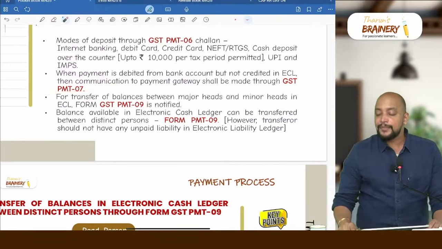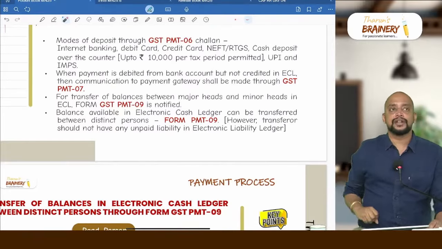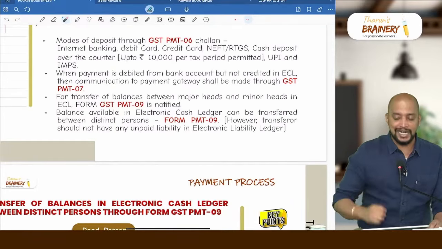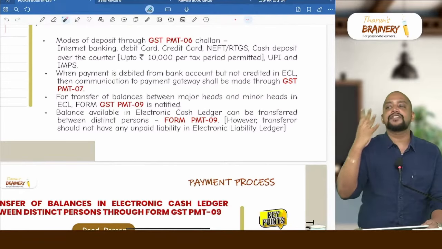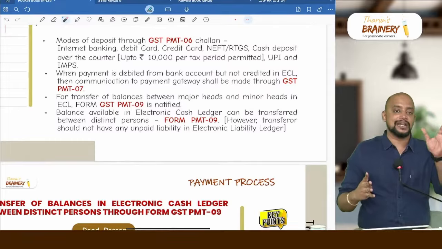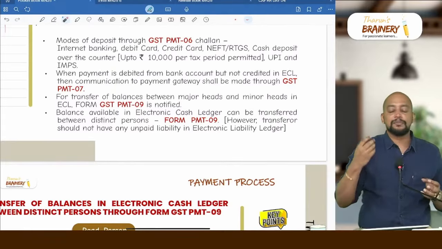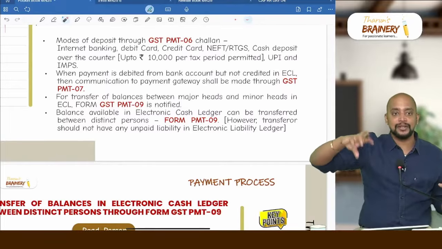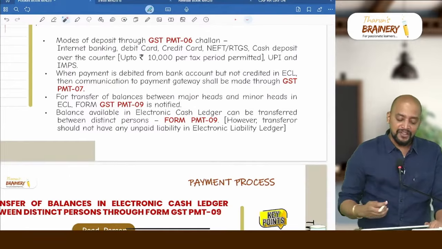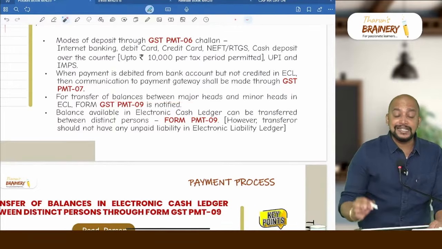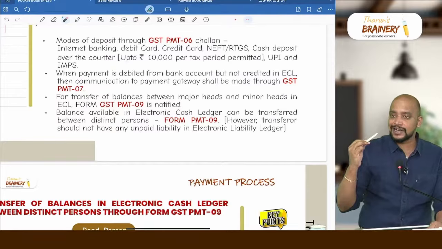Then PMT9. PMT9 is for transfer of balances between various cells in the cash ledger. In the cash ledger there will be 4 major heads: CGST, SGST, IGST and cess. And for every major head there will be 5 minor heads, TIPFO. So there will be a 20 cell matrix. Now by mistake we deposited in one cell. Can it be shifted to another cell? Yes. For that we use PMT9. For transfer of balances between major heads and minor heads in the ECL, form PMT9 is notified.